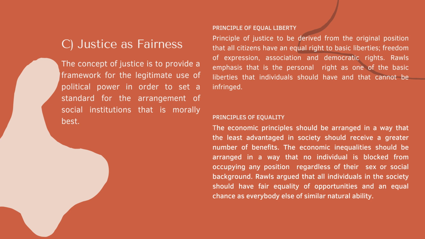In the principle of justice as fairness, there are two principles that self-interested and rational individuals would choose when separated by the veil of ignorance. First, the principle of equal liberty, where the justice to be derived from the original position states that all citizens have an equal right to basic liberties, which according to Rawls entails freedom of expression, association, and democratic rights.